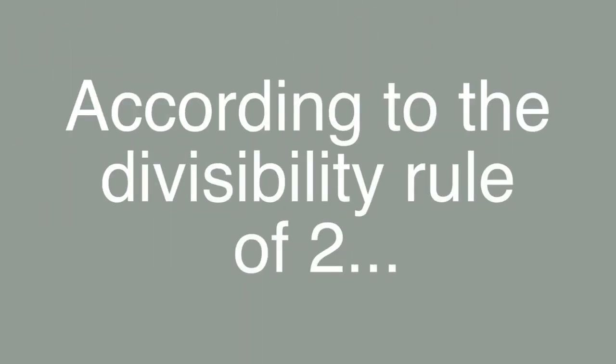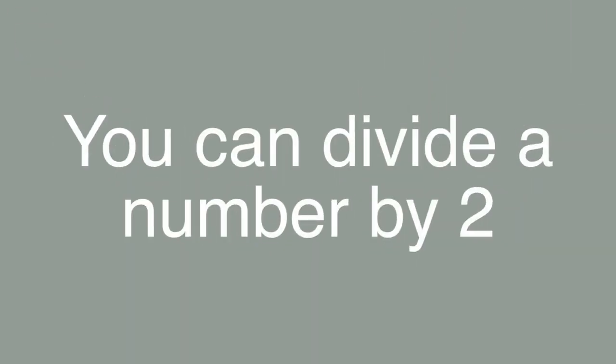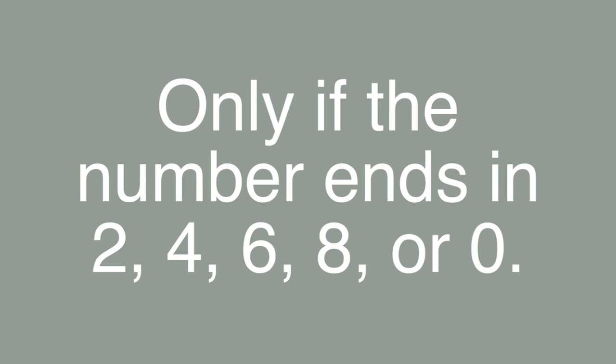According to the divisibility rule of 2, you can divide a number by 2 if the number ends in an even number such as 2, 4, 6, 8, or 0. You will get 16 as the answer if you divide 32 by 2. Now you need to make another box below it since 16 is composite. A composite number is a number that isn't prime.